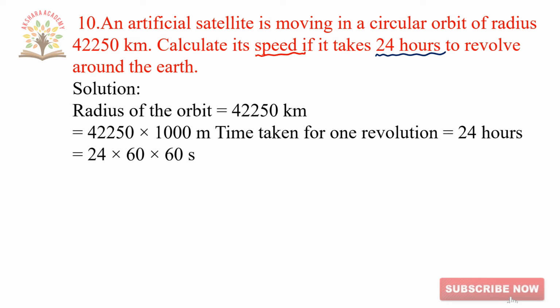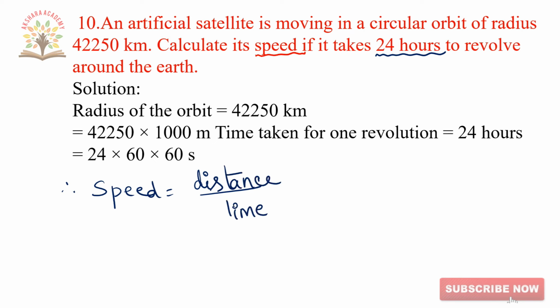So coming to the solution, the radius of the orbit is equal to 42,250 kilometers. We are converting into meters by multiplying by 1000. Time taken for one revolution is equal to 24 hours. 24 hours we are converting into seconds: 24 into 60 into 60. So now we are calculating speed. Speed is equal to distance by time.